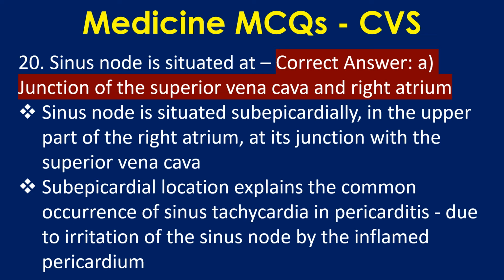Sinus node is situated subepicardially in the upper part of the right atrium at its junction with the superior vena cava.